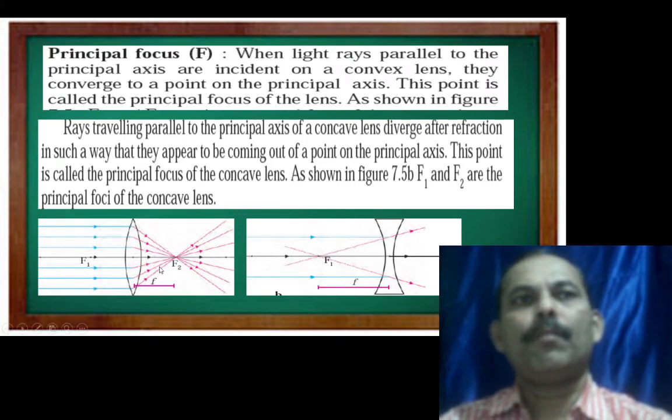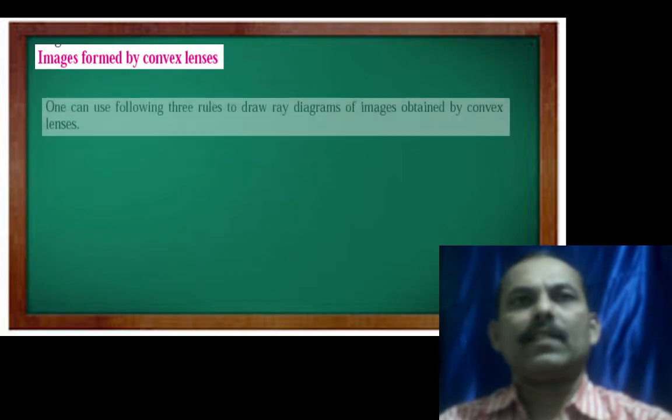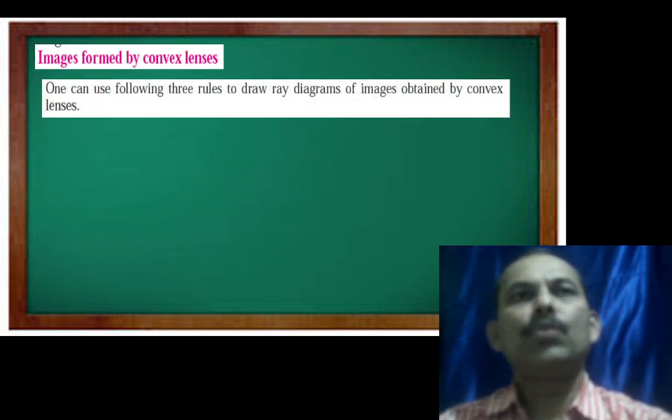So the principal focus of this convex lens is on the right side, and the principal focus of the concave lens is on this left side. Images formed by convex lenses. We can use the following three rules to draw the ray diagrams of images obtained by convex lenses.